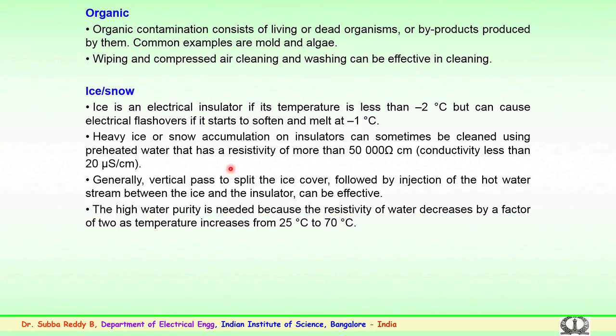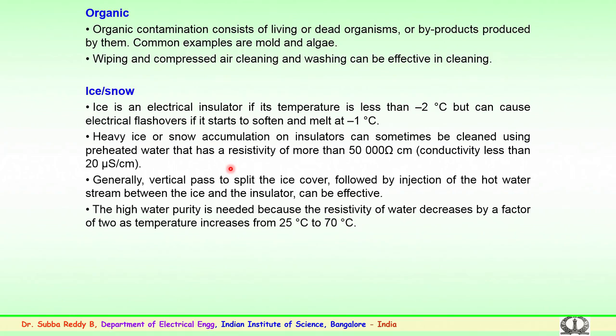Generally a vertical pass to split the ice cover, followed by injection of a hot water stream between the ice and the insulator, can be effective. The high water purity is required because the resistivity of water decreases by a factor of 2 as the temperature increases from 25 degrees to higher, that is up to 70 degrees.